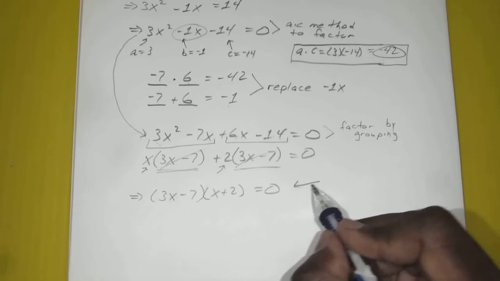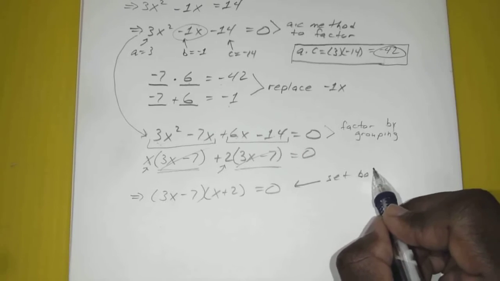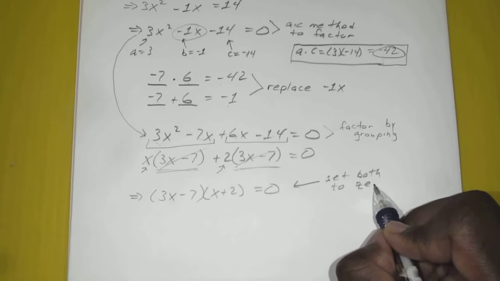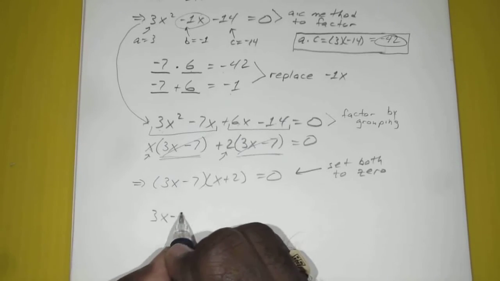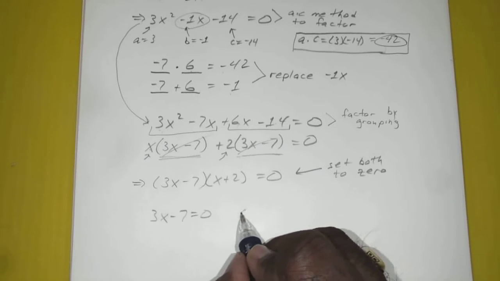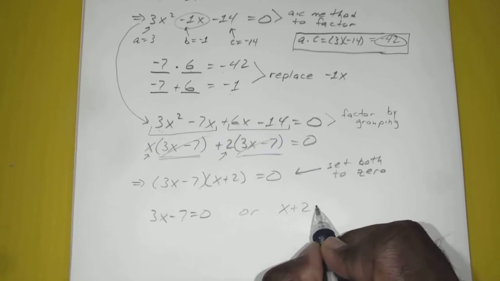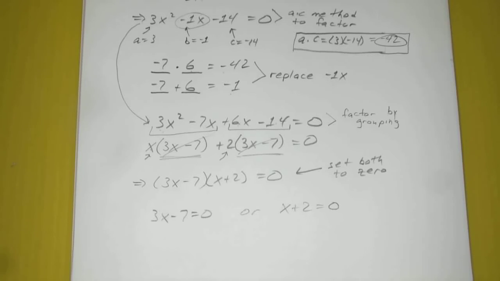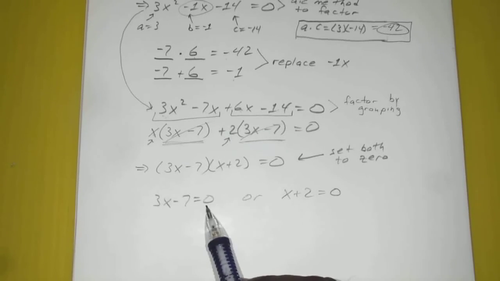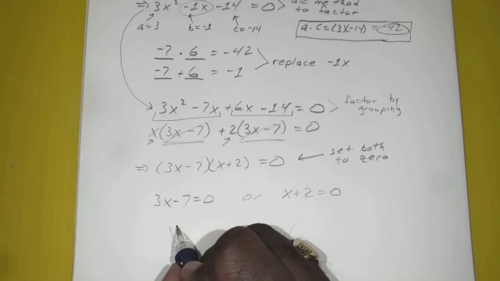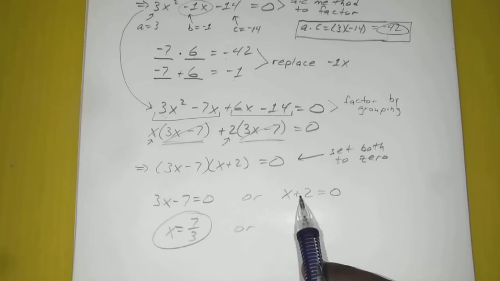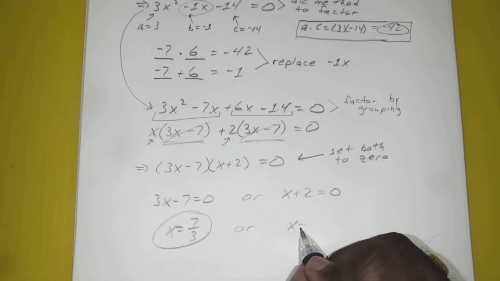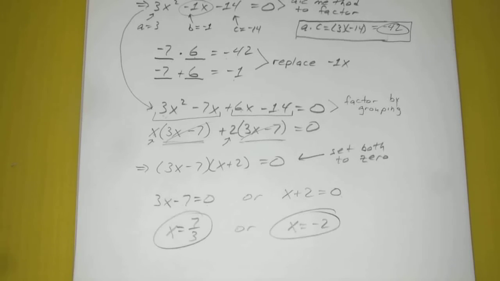Now we just set both to zero. Okay, so that means 3x minus 7 can equal 0, or x plus 2 can equal 0. So if we add 7 to both sides and divide by 3, you have x equals 7 over 3, or subtract 2 from both sides, x equals negative 2. And either one of those would make that one work.